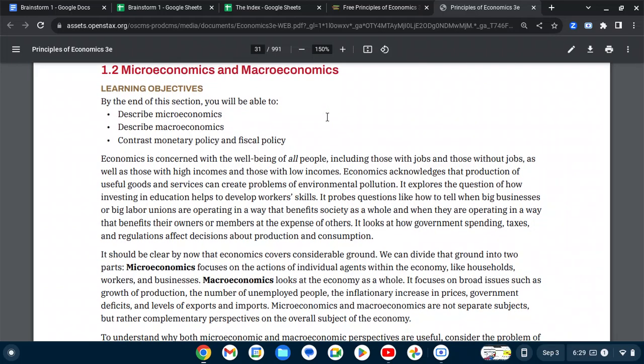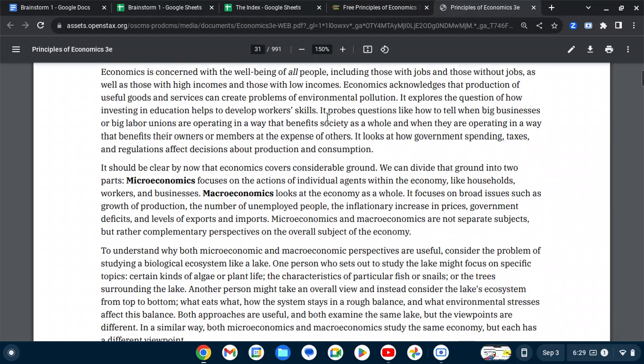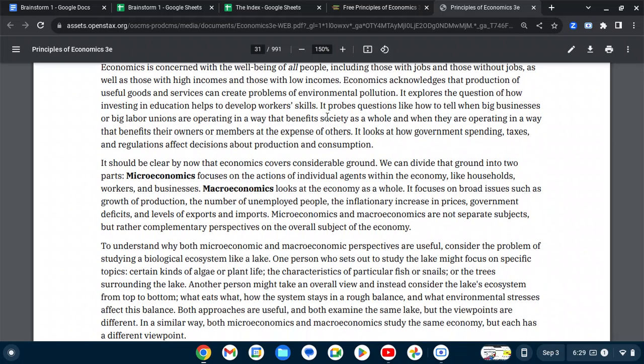1.2 Microeconomics and Macroeconomics. Learning objectives. By the end of this section, you will be able to describe microeconomics, describe macroeconomics, contrast monetary policy and fiscal policy. Economics is concerned with the well being of all people, including those with jobs and those without jobs, as well as those with high incomes and those with low incomes.